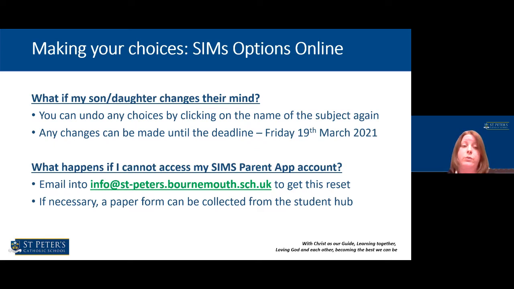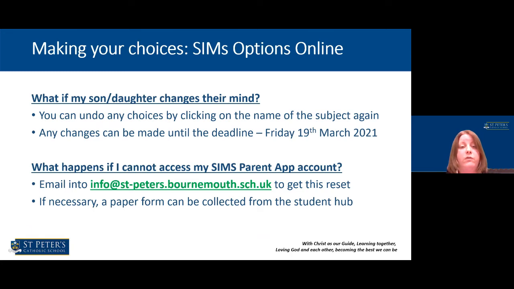The email address that you will need if you can't access your Sims Parent app account is just there, so please do make a note of that. And if for any reason you cannot get onto Sims Parent app and you need a paper form, then let us know and we can send one out to you. Your son or daughter can bring it back in once they're back in school, or you can post it back in. That doesn't disadvantage any student if that's how we've got their option choices in. Getting the choices in is what's important.